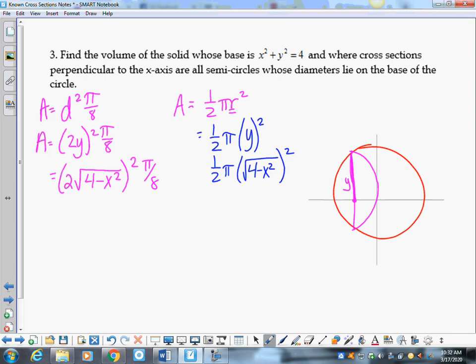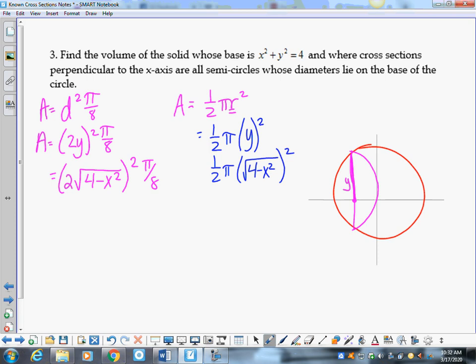You will get the exact same answer either way you go. I'm going blue. I'm going radius. It just seems to have less stuff. But I will show you how they'll both end up being the same.